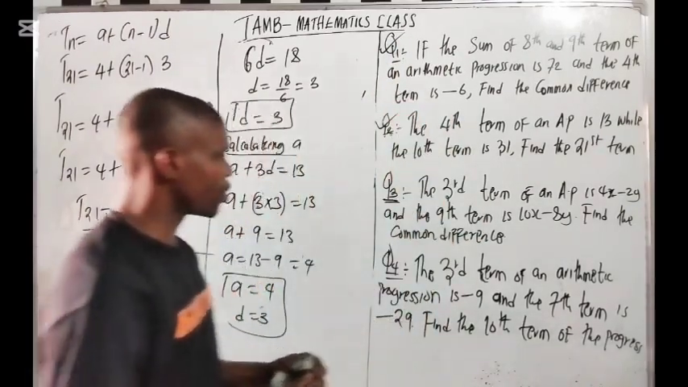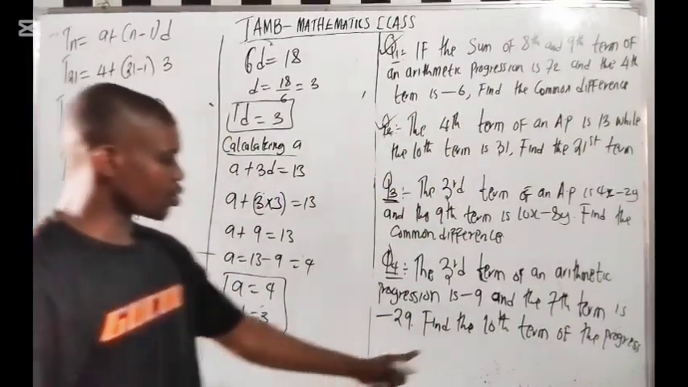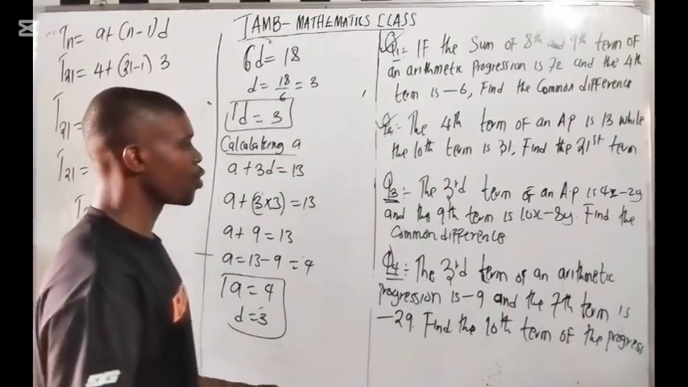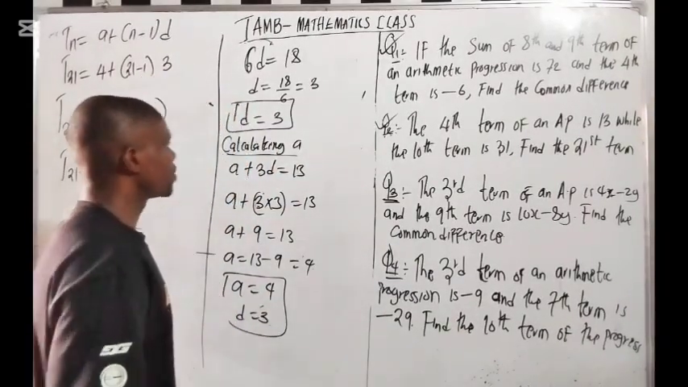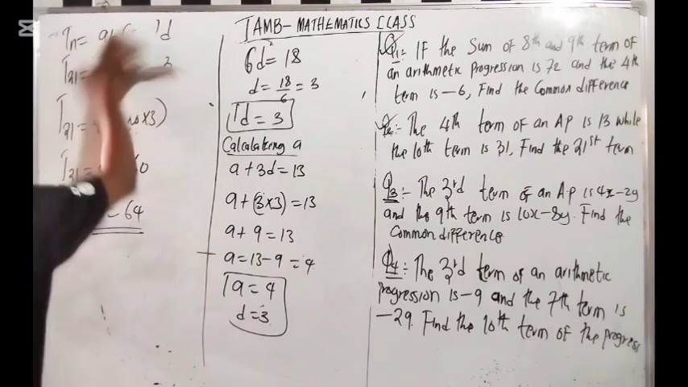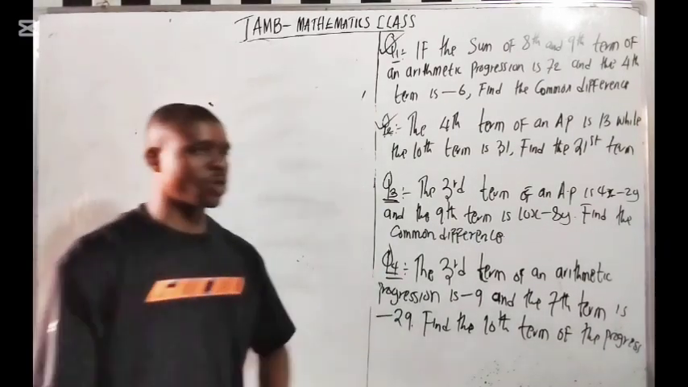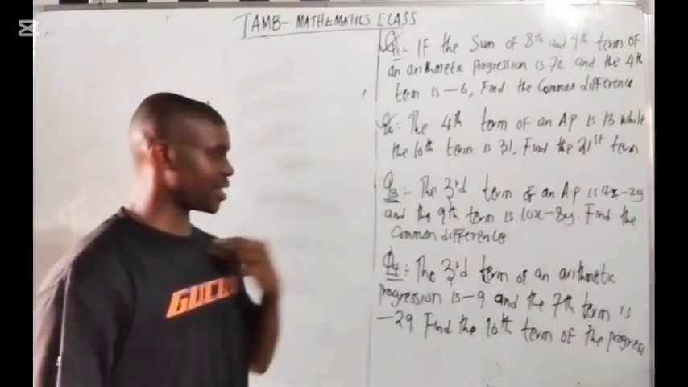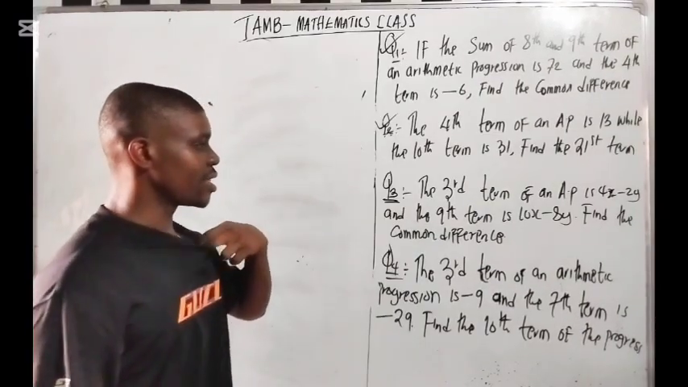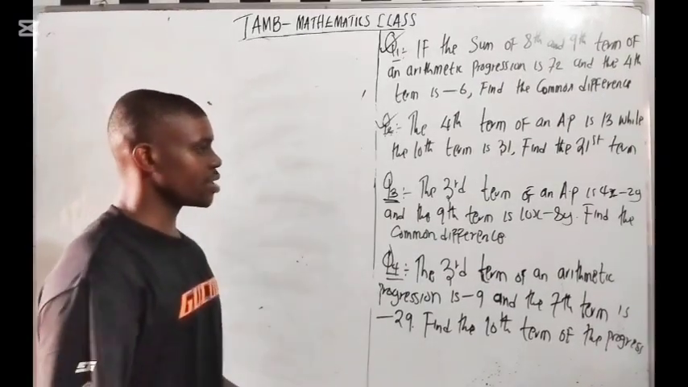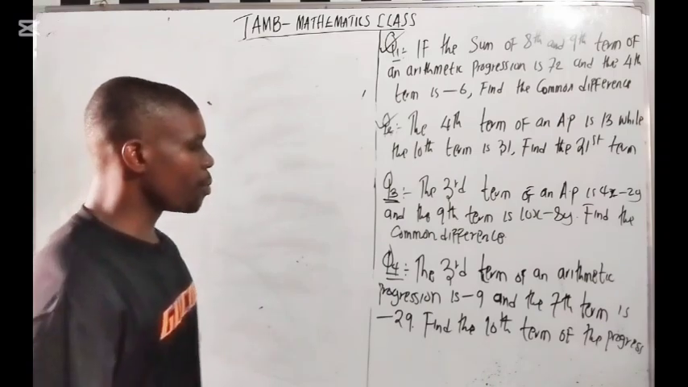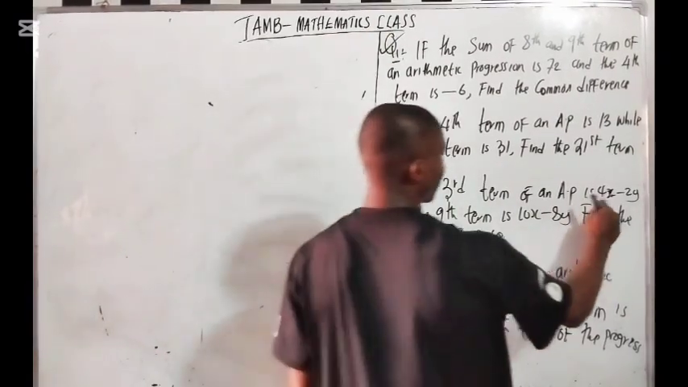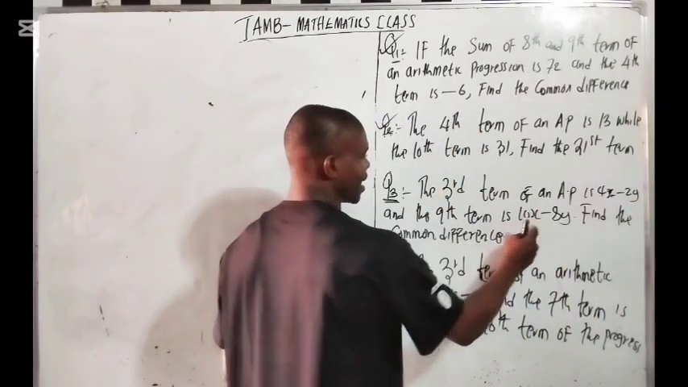So let me do question 3. You'll be the one to solve the question for yourself. So let's look at question 3. Question 3 is a little bit complex here. They say that the third term of an AP is 4x minus 2y, and the ninth term is 10x minus 8y. Find the common difference. It's the same thing we have been doing.